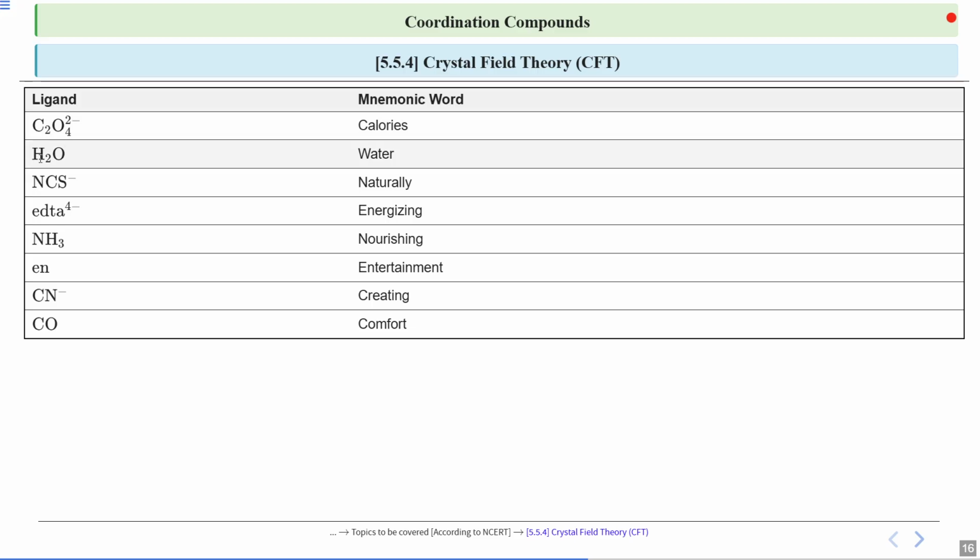then comes C2O4 2 negative, with calories as the mnemonic word. Then H2O represents water. Then NCS negative is naturally, and EDTA4 negative you can call energizing. Ammonia, you can call nourishing. En, you can call entertaining. CN negative, you can call creating. And CO, you can call comfort. So these are the mnemonics to learn the spectrochemical series order, from lowest to highest field ligand.